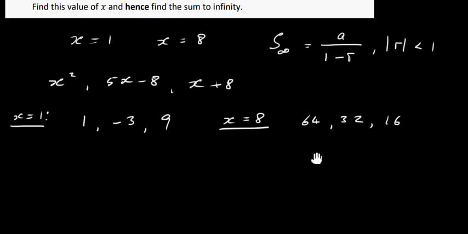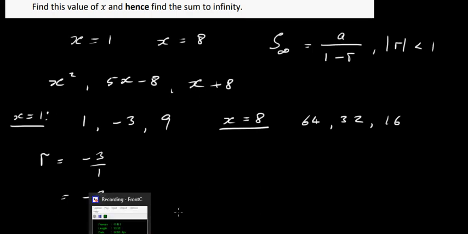I've actually written them as a sequence here, but anyway, let's have a look. In this particular case, we would have an r value. Our r, remember, is this term divided by this term, or this term divided by this term here. So it would be minus 3 over 1, or 9 over minus 3. That would give me an r value of minus 3, a common ratio of minus 3.